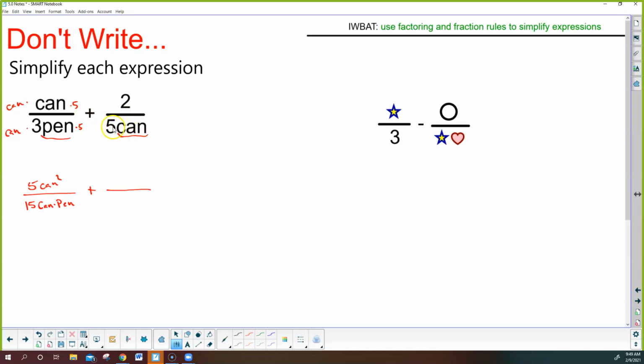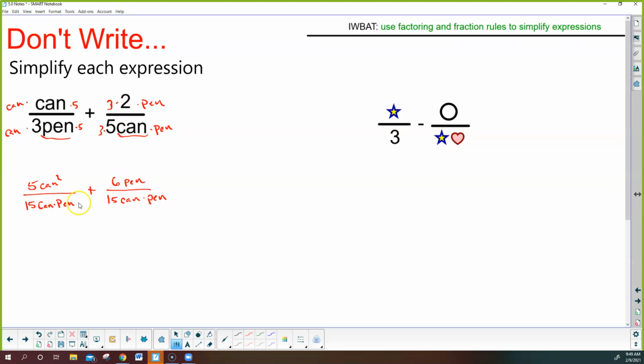So then I'm looking at this one, and it needs to basically be the same. So it has a 5. Well, I need a 3 there. So I'm going to multiply the top and bottom. That'll give me 15. I already have can, but I need a pen on this side and this side. So then on the bottom, I've got 15 can pen. Those are the same. And up top, I have 3 times 2, which is 6, pen.